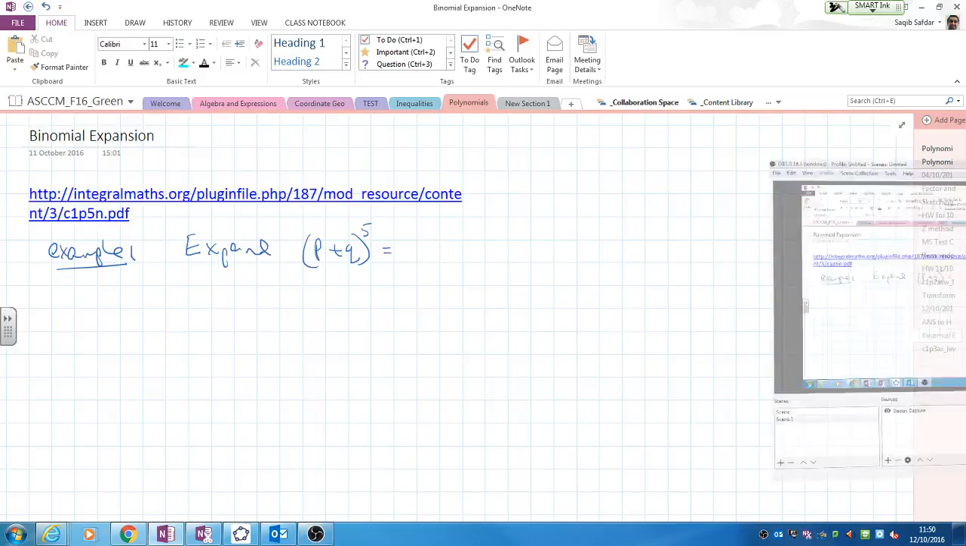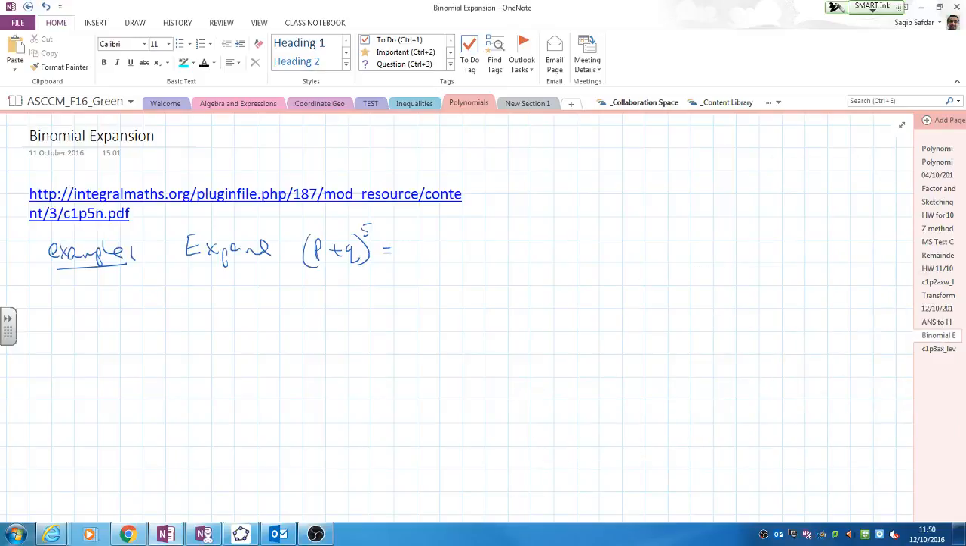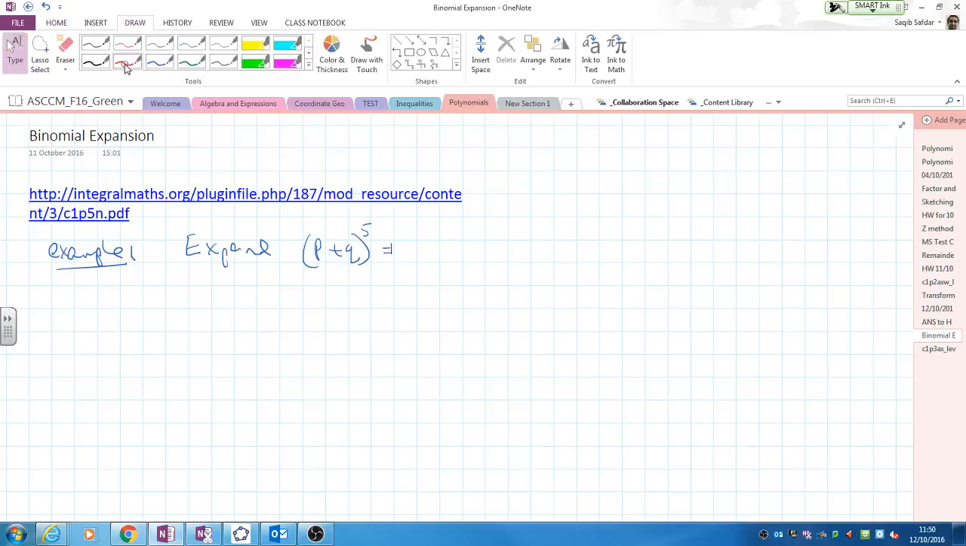Okay, let's make a start. So we've got something like this. You want to expand (p plus q) to the power of 5. Okay. Has anyone managed to do it? Okay. What do you get?